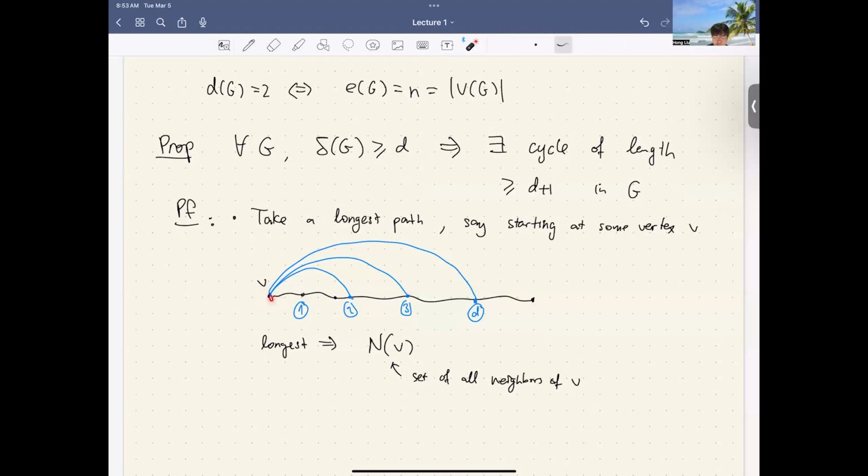So if you go all the way to the farthest neighbor and come back, this will give you the cycle. Maybe I can use highlight. You can go all the way, and you go back. You get this cycle.